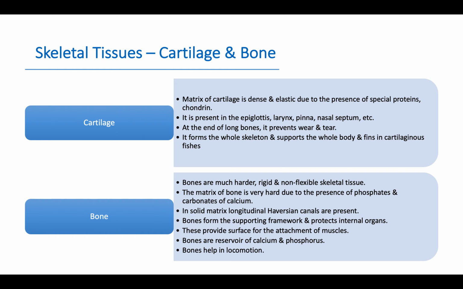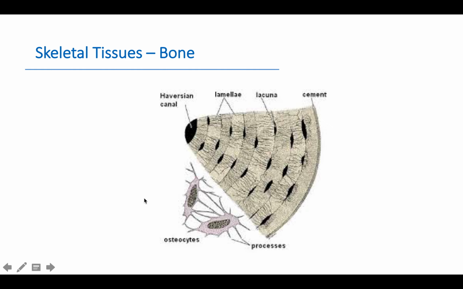Skeletal tissue, bone. Structure: here, bone has a canal in the center that is called the Haversian canal, and here are present lamellae. These black structures are lacunae, and this is the cementing membrane on which it lies.